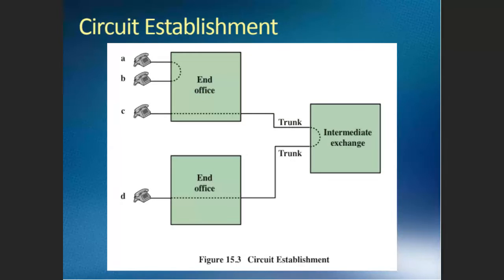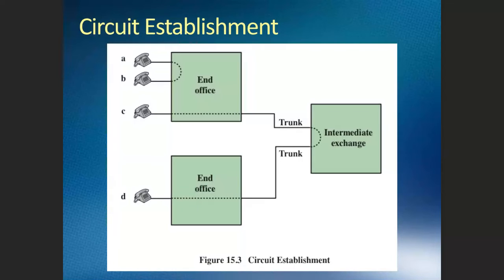Look here, we have A, the end office, and then we have the trunks connecting exchanges together. It's called a trunk, like a backbone cable. Trunk. And this is the intermediate exchange. You have to know this diagram, okay, please.